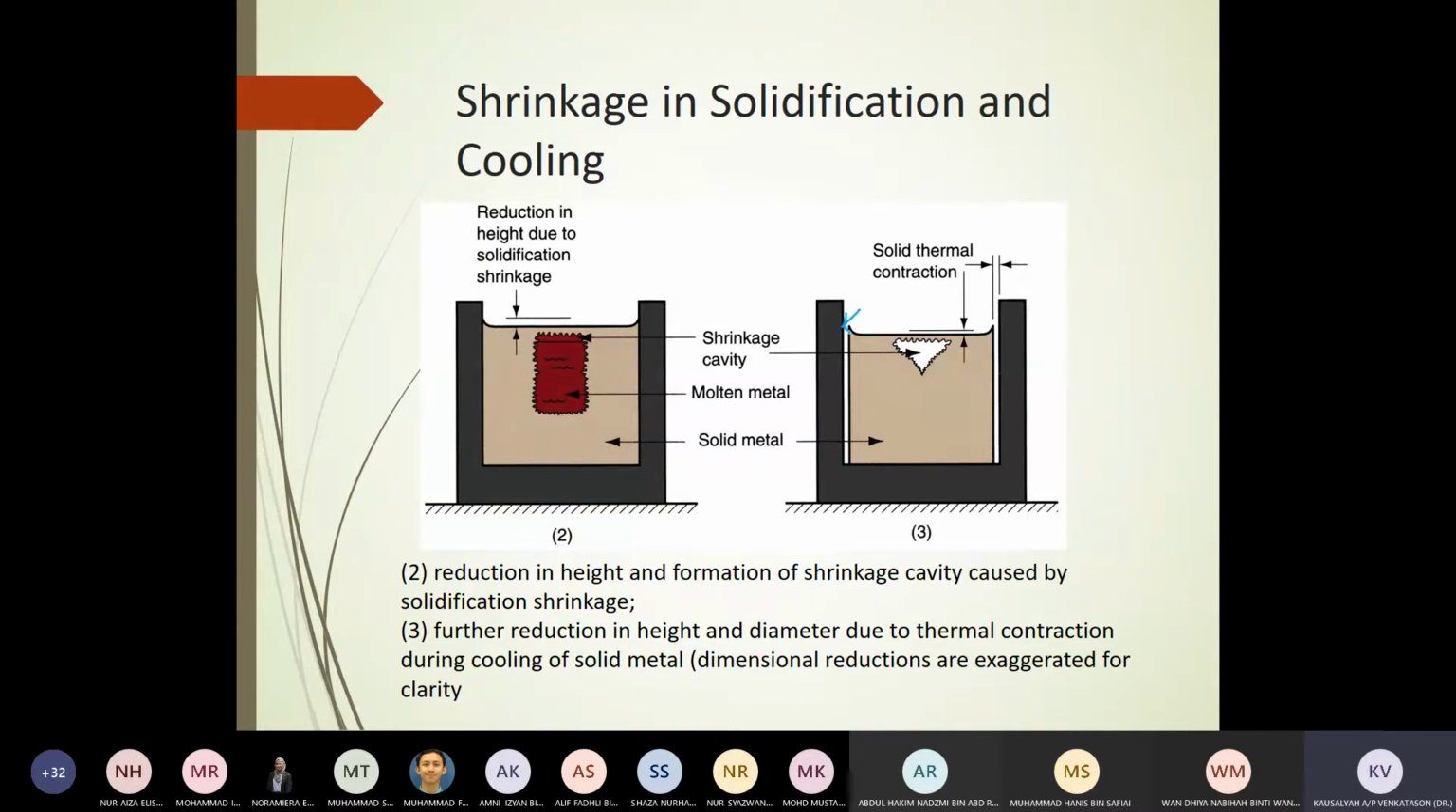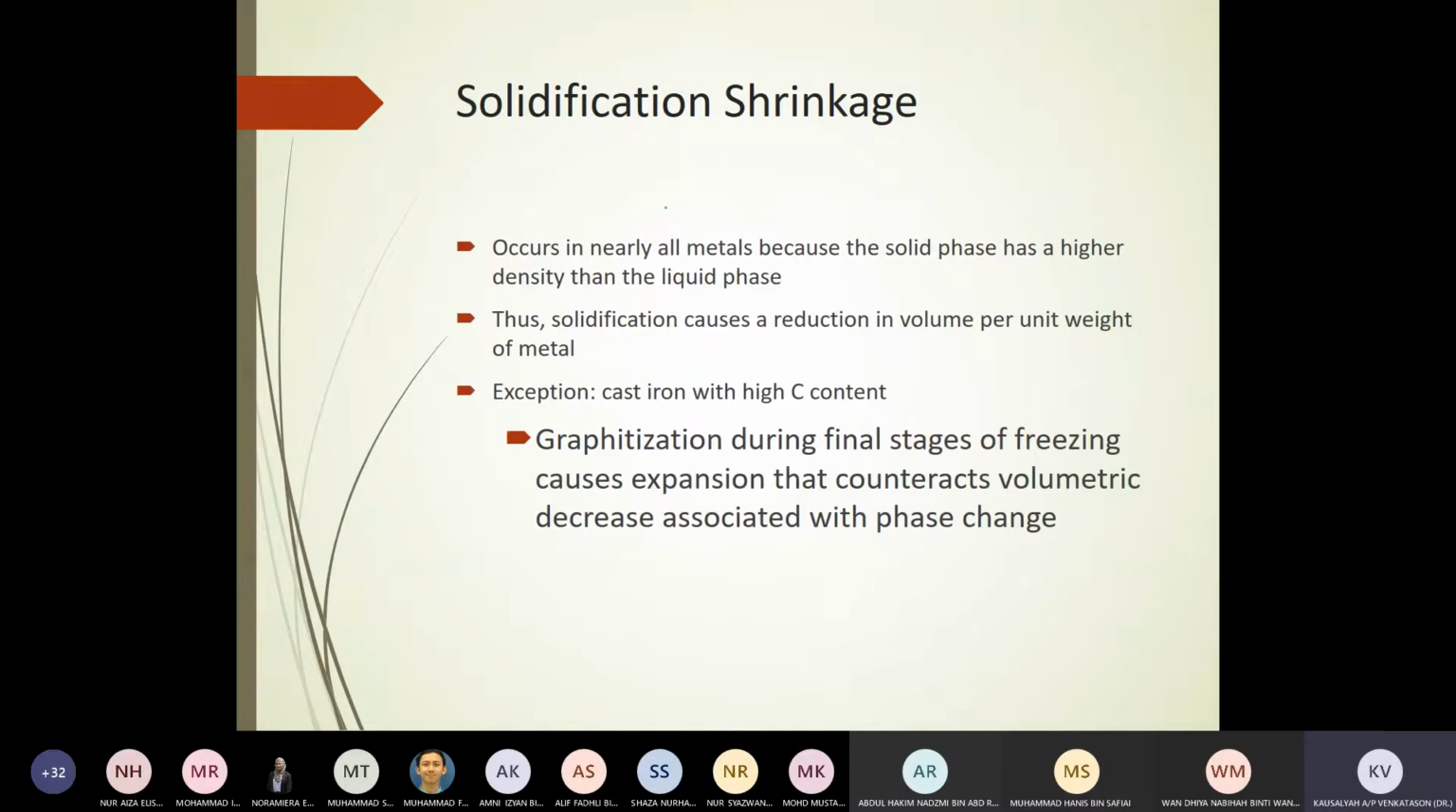Not to say not get this kind of reduction, but as I said, it will not be obvious to the eyes directly. But this is the image to actually show you when there is a shrinkage occurring. So our shrinkages in casting will never be this large, but nevertheless, it will be there. And when it is there, as I said, they are defects which lessen the structural integrity. So solidification shrinkage occurs in nearly all metals because the solid phase has a higher density than the liquid phase. Thus, solidification causes a reduction in volume per unit of weight. Exception: cast iron with high C content.